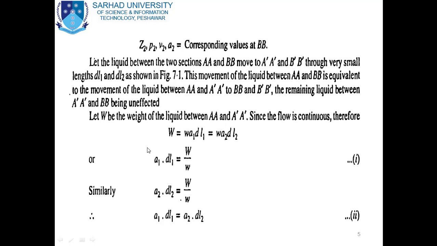From this equation we get A1 dL1 is equal to weight divided by omega. Let this be equation 1. Similarly, A2 dL2 is equal to weight divided by omega. As both the equations are equal to weight divided by omega, we can say A1 dL1 is equal to A2 dL2. Let this be equation number 2.